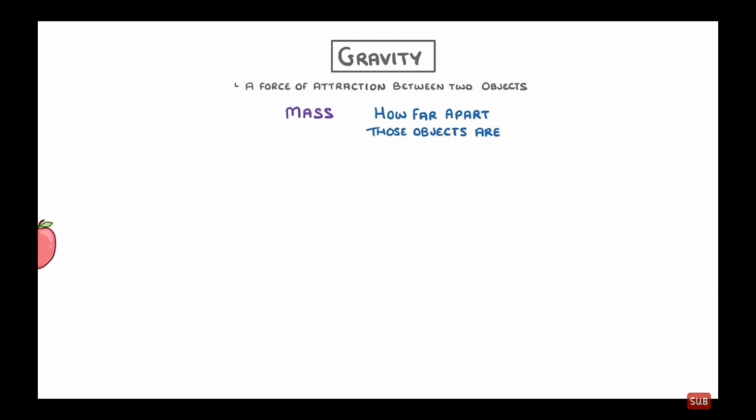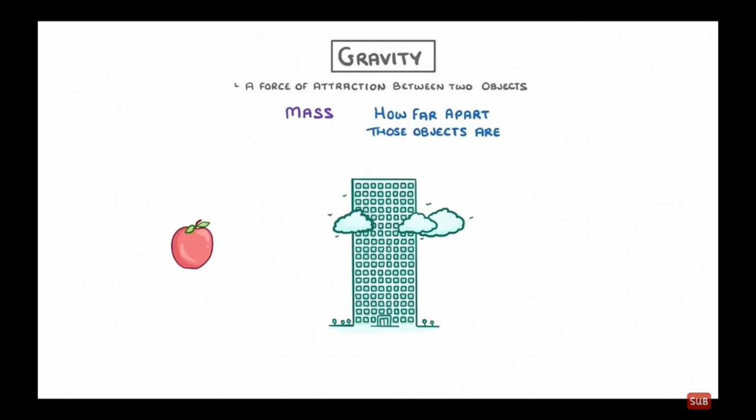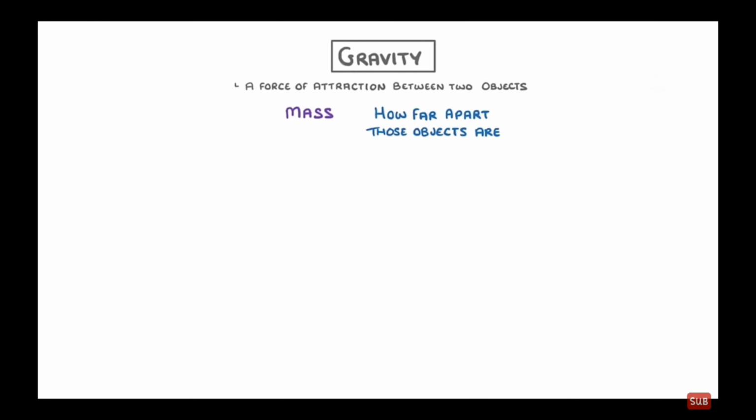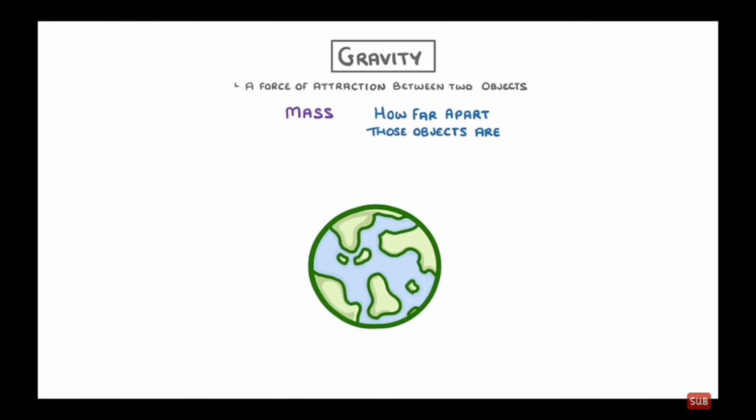So for small objects, like apples or even buildings, the gravitational force of attraction is so tiny it's as though it doesn't even exist, because they both have relatively low masses. And the same goes for very large objects that are really far away, like Jupiter, because the distance is so far. However, for very large objects that are also close by, such as the Earth or the Moon, gravity is felt far more strongly and can have a big influence over nearby objects.